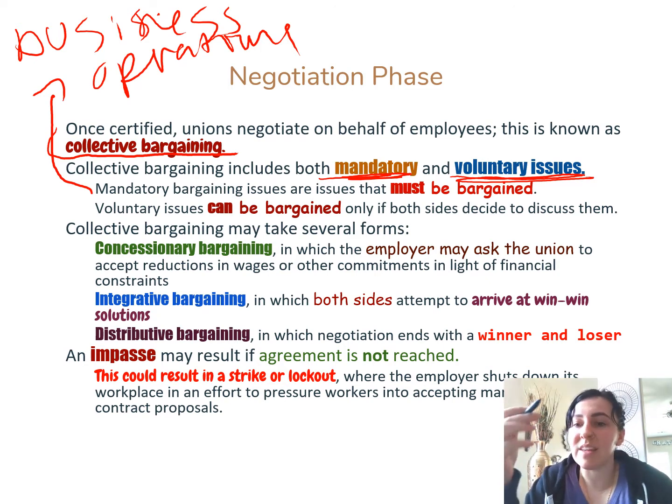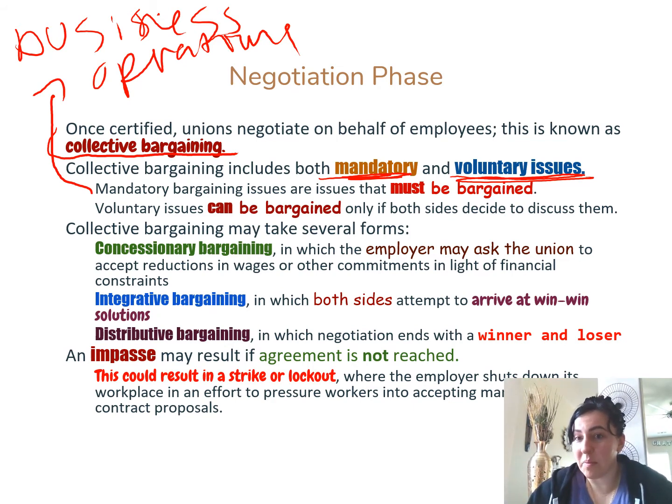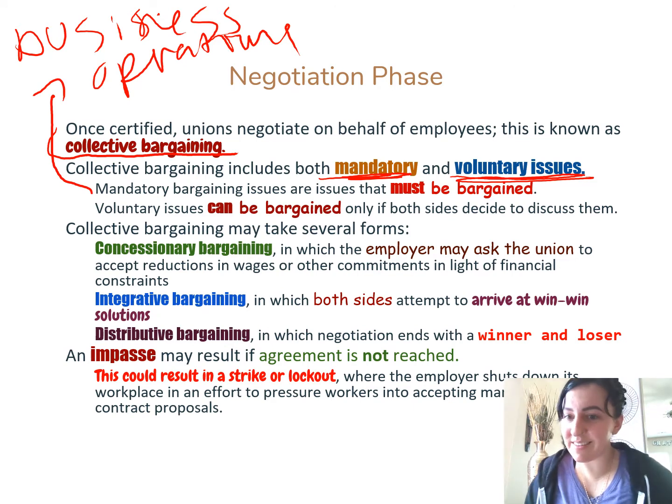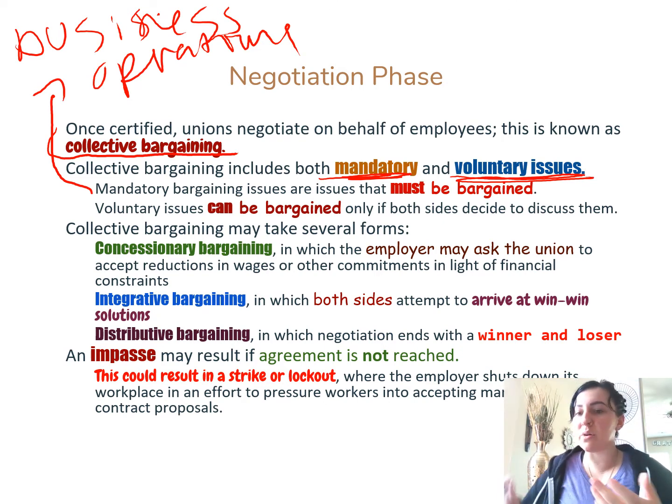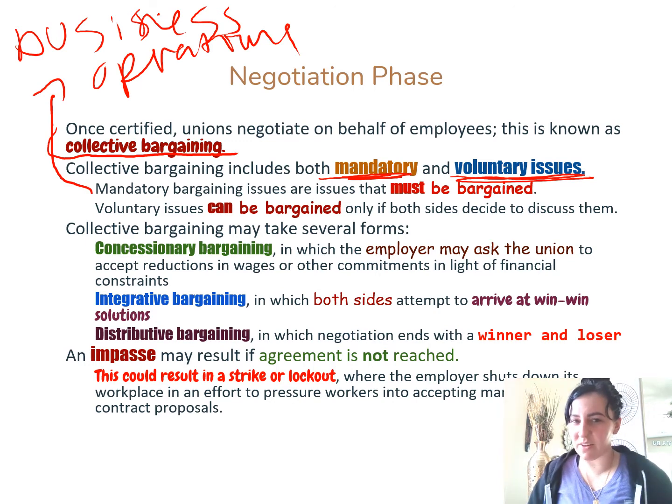So voluntary issues, an example of that can be, we want more benefits, or better retirement benefits or something. That's not really critical to operations. It's not critical to keep the business going, but yeah, it's important, especially to the employees. They definitely want to discuss that kind of thing, but it's not critical to operations, so that's why it's more voluntary. I hope you guys kind of get the difference.